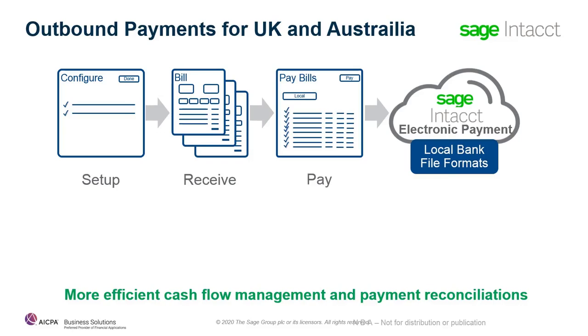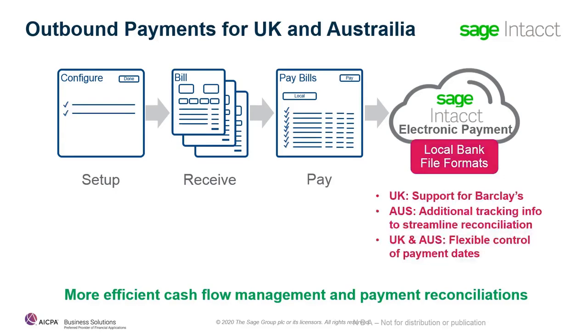Sage Intacct enables you to make electronic payments to vendors or suppliers using standard US, UK, and Australian bank file formats. First, you set up electronic payment options on your bank accounts and vendors, and then for the bills you receive, you can select the bills and amounts you want to pay electronically. You then generate and upload bank files containing the information needed to process electronic payments to your bank.